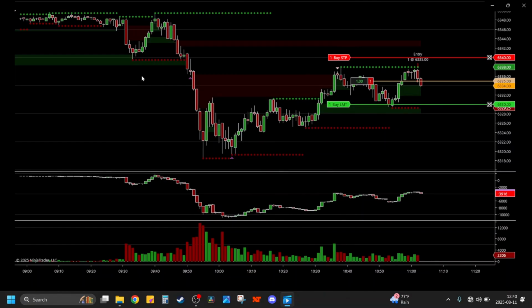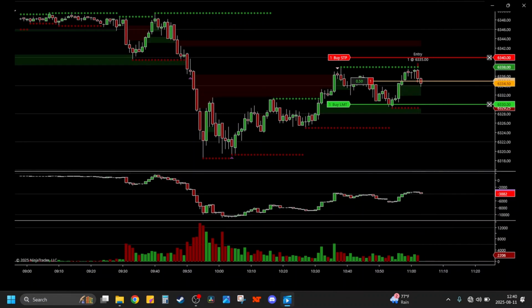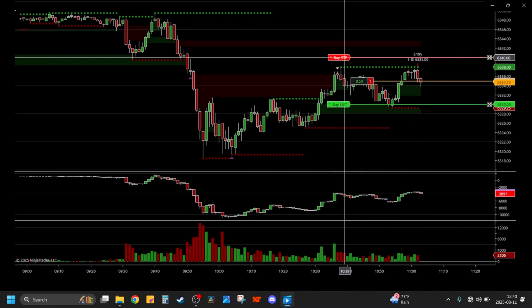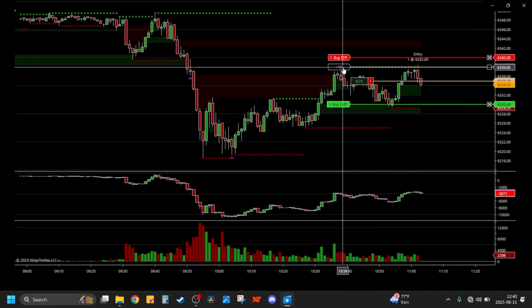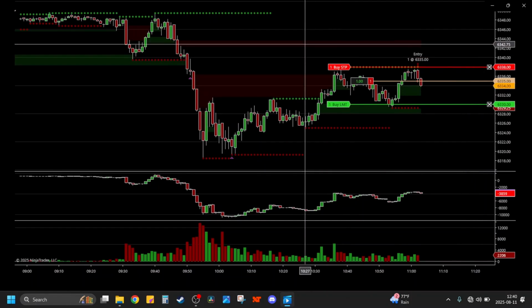I do move my stop and my take profit or TP, whatever you want to call it. I do move that around. I do manual trailing stop. But yeah, that's why I came into this trade, really because the delta was slowing down. And on this candle where I came in, there was pretty good volume.